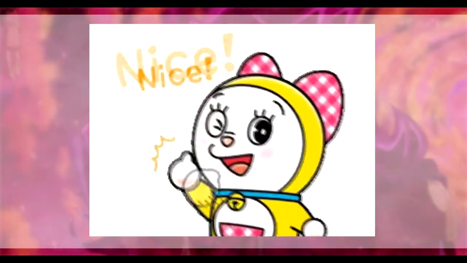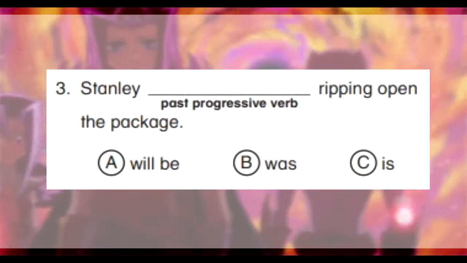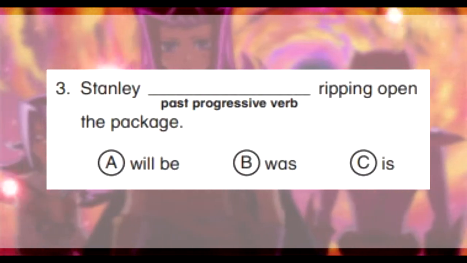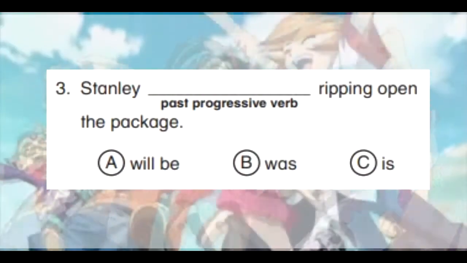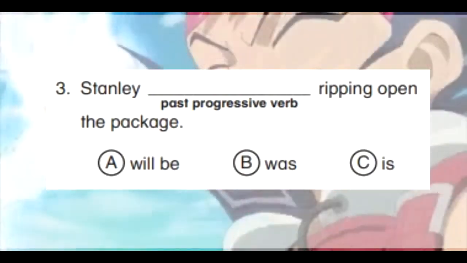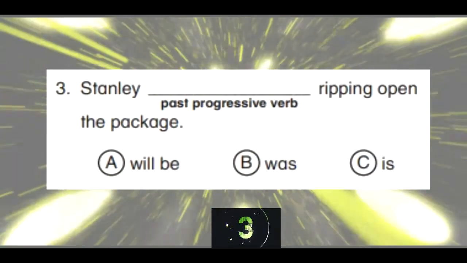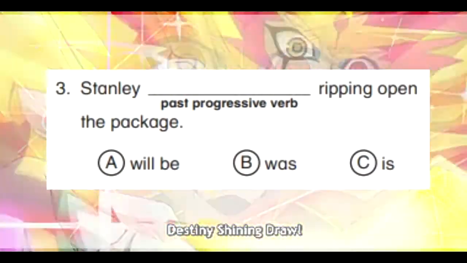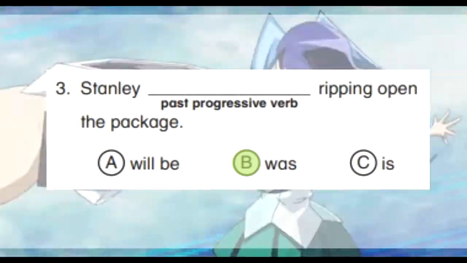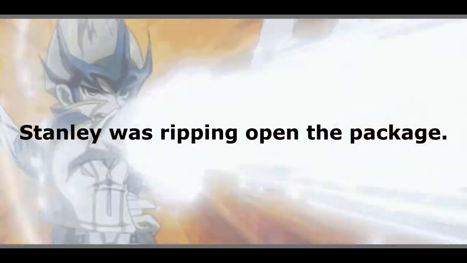Nice. 3. Stanley, ripping open the package. Which of the following is in the past progressive tense? A. Will be. B. Was. C. Is. Did you answer B? Was? If yes, then you're right. Stanley was ripping open the package.